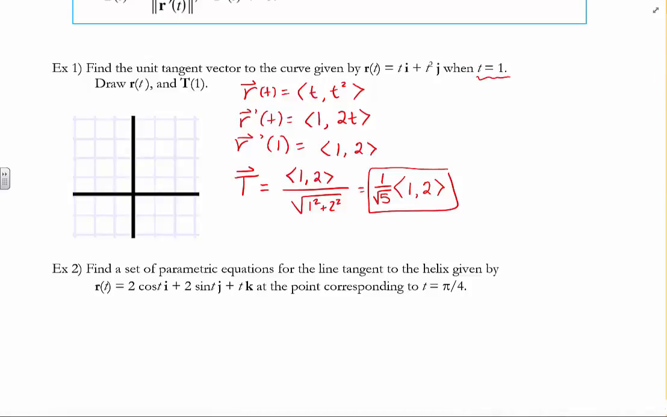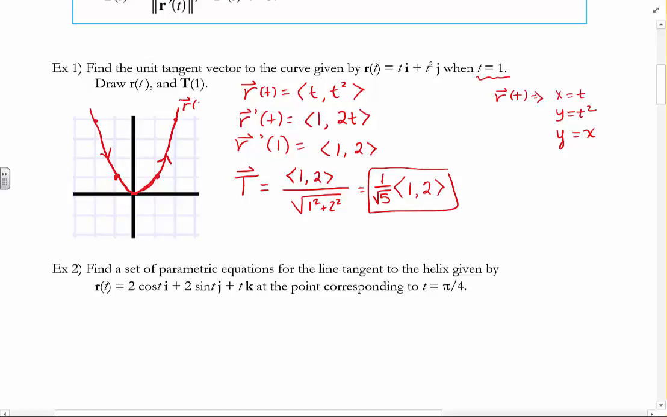And then we said, draw r of t and T of 1. So r of t can be written as x equals t, y equals t squared. That's parameterizing it, giving it parametric equations instead of the vector-valued function form. So I have x equals t and y equals t squared, which really means y equals x squared. So the graph of r of t is really the graph of y equals x squared. So r of t is this thing, but it does have direction. As t increases, so does x. So it goes that way. So this is r of t.